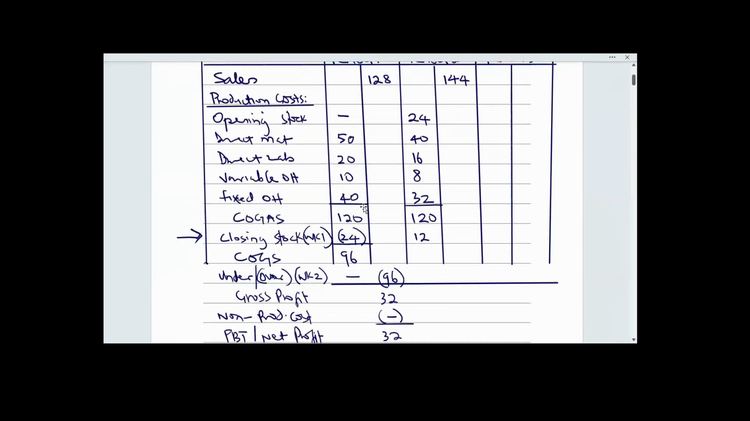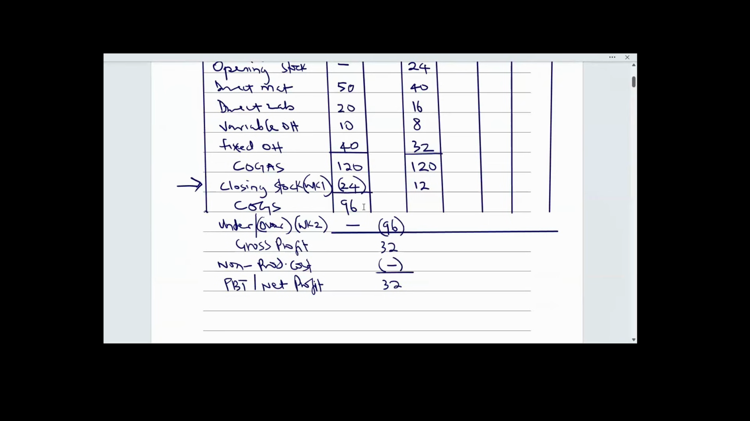Okay, now that we have in the second period, our closing stock is 12,000 naira. Therefore, 120,000 minus 12,000. What do you get? 108,000.